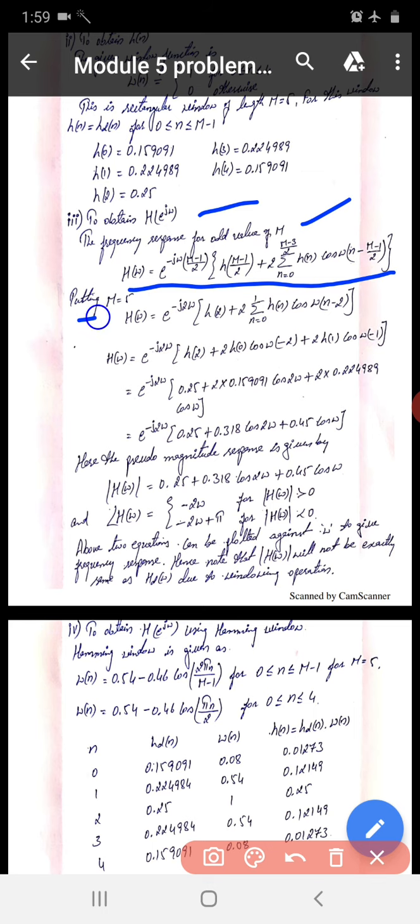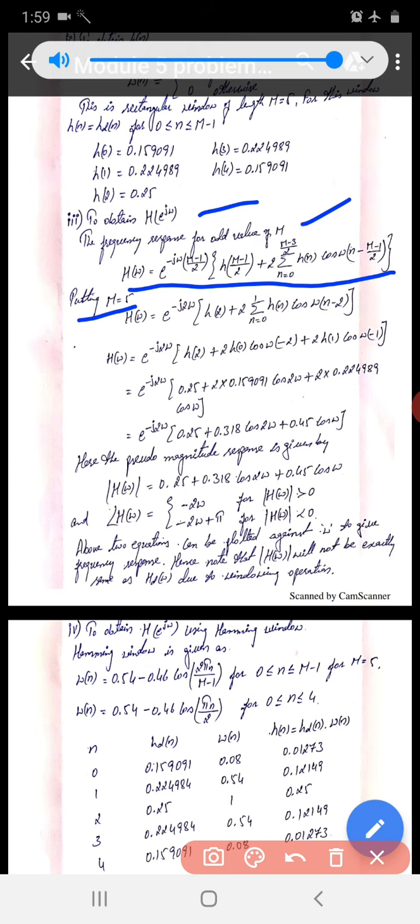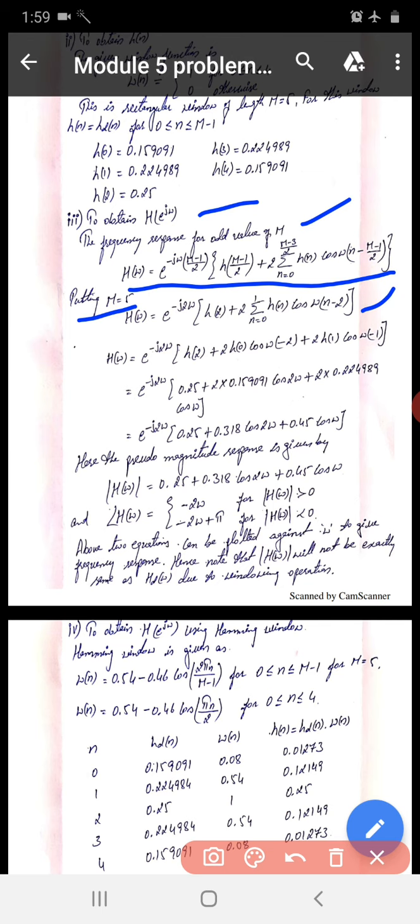In this case, substitute m value as 5. The equation you will be getting is H of omega is equal to e power minus j2 omega h of 2 plus 2 summation n varying from 0 to 1 h of n cos omega (n minus 2).